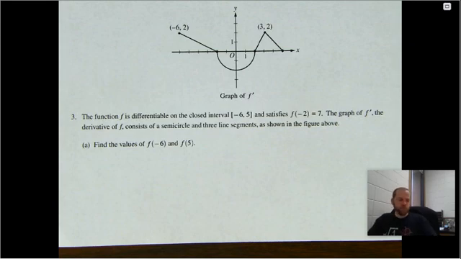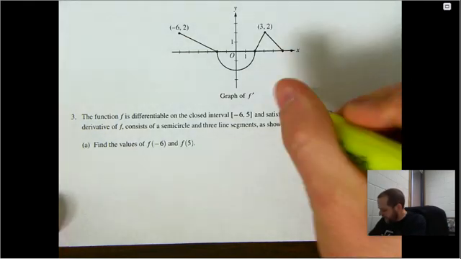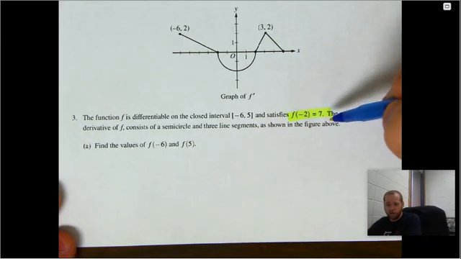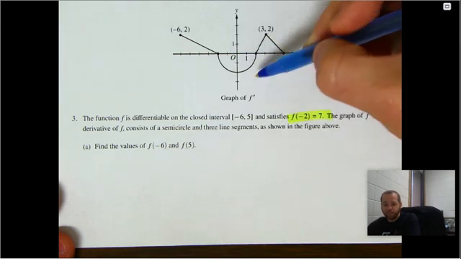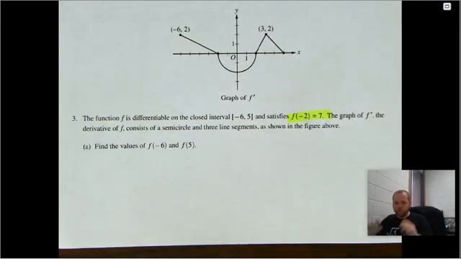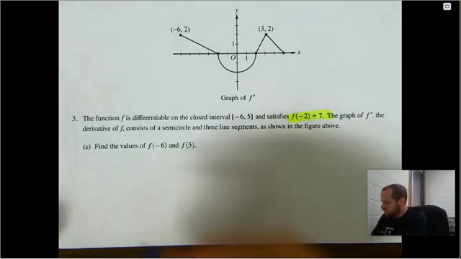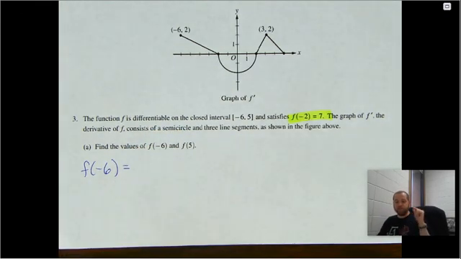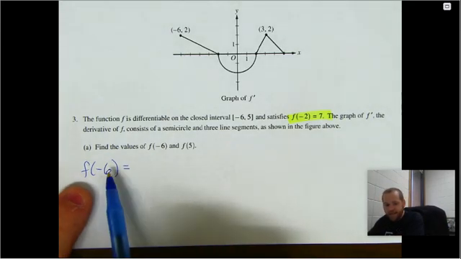So in this one, the big red flag that I get is they gave me a value. If they gave me a y value, a point on the function, and a graph, that change formula is going to come into play, that integral defined function, okay? So let's start with f of -6. If I'm finding the final value of the function, the final value is the initial value.